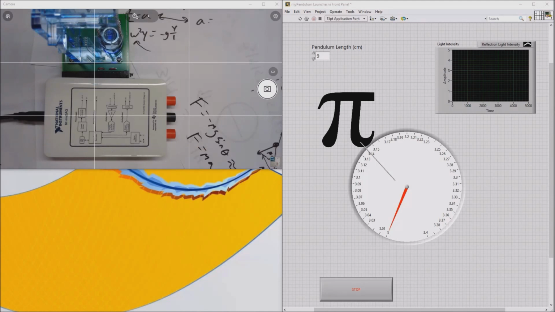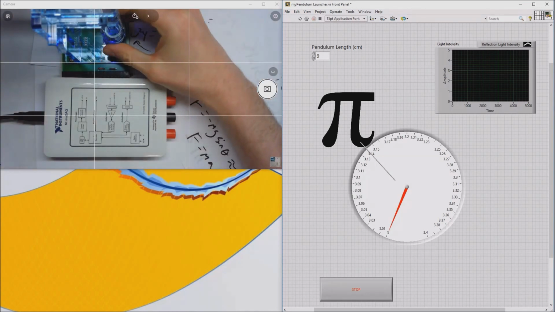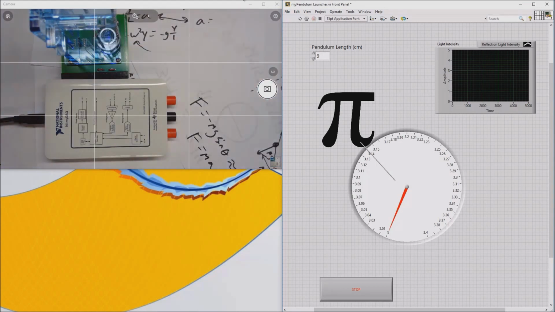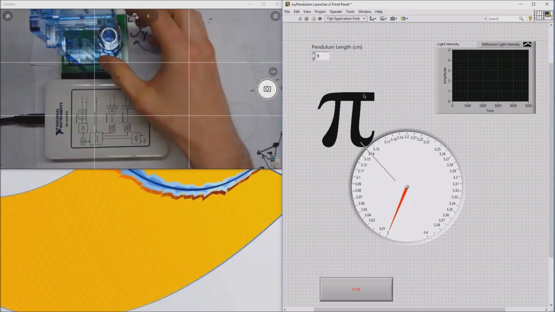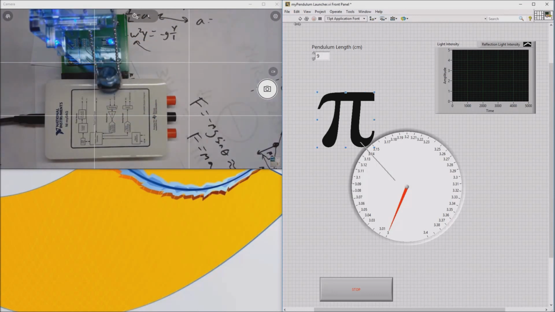Okay, so now we've got our software, and here I just have a little graph of light intensity, and let's measure the pendulum length to get an accurate representation of it, and that is about 9 centimeters. So good, I already have 9 written in here. Now all I need to do is start this going. So I have to start it at a relatively low angle, and let's start the program.